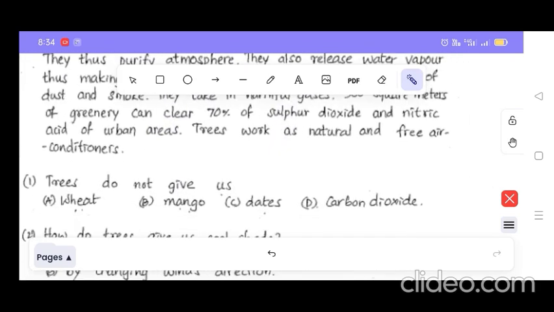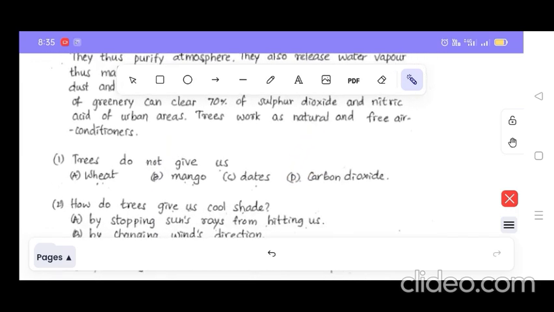The trees do not give us, see, wheat. It comes in pulses. Mango is a fruit. Dates is also a fruit, a dry fruit. So trees give us wheat, mango, and dates. They do not give carbon dioxide, but they give us oxygen. So they absorb carbon dioxide. They do not give us carbon dioxide. D is the right answer. Let us pass on to the second question.